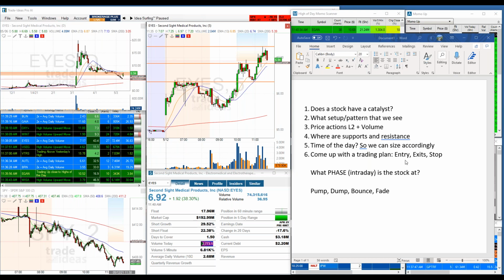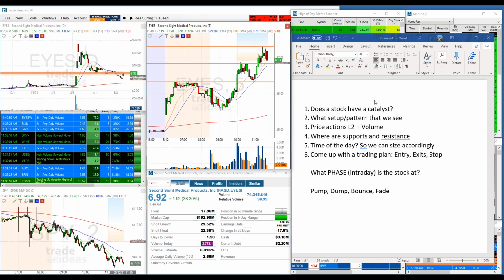And what phase is it in? Is it in the pumping phase? Is it in a dumping phase? Is it in a bounce phase? Is it in a fading phase? So taking all those into consideration, you can make a very wise, educated guess in making a decision to take a trade or not.